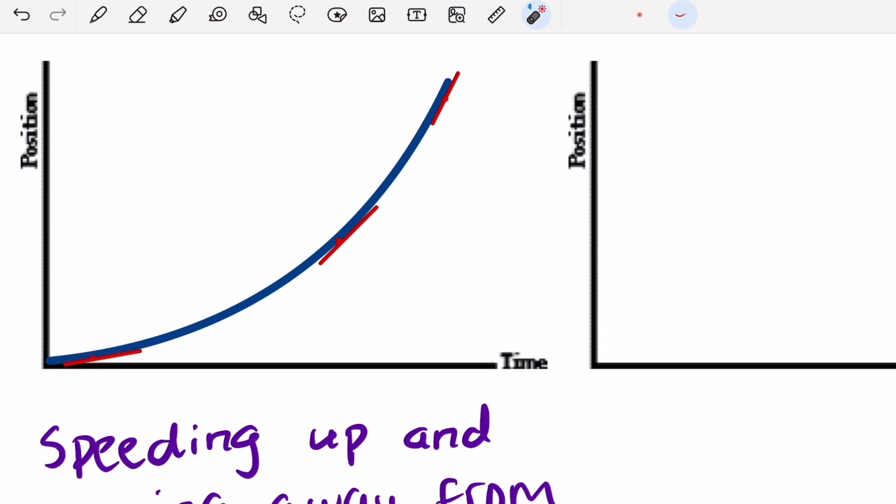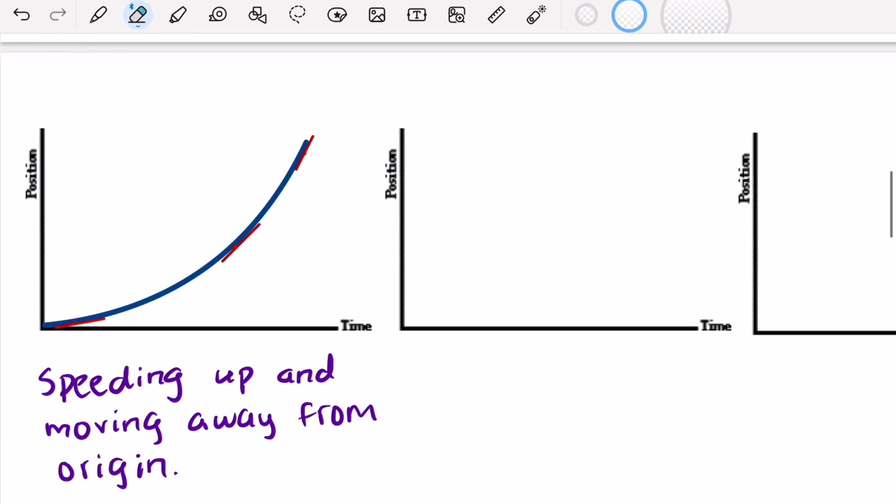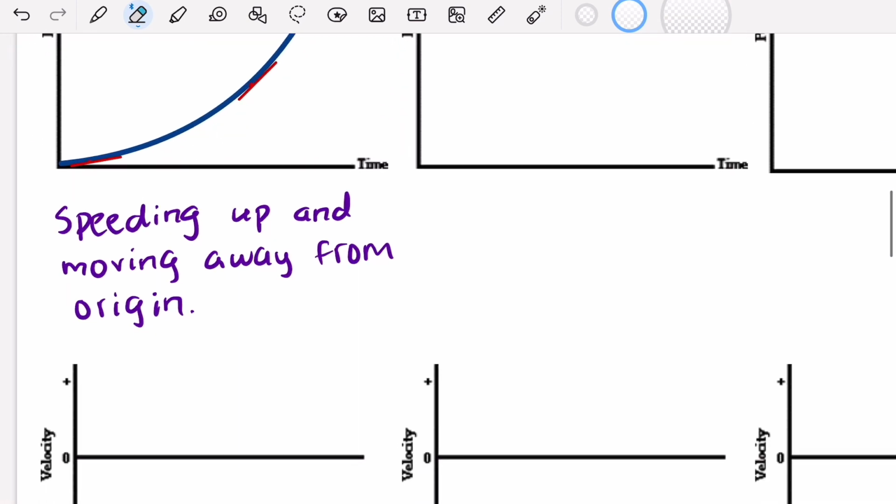It's kind of flat, steepness increases, and then it gets a very large slope. The slope is increasing. That means the velocity is changing, is getting bigger, which means the object is accelerating. That's the way in which you can know if the object is accelerating or not. All right, let's draw the corresponding velocity time graph.